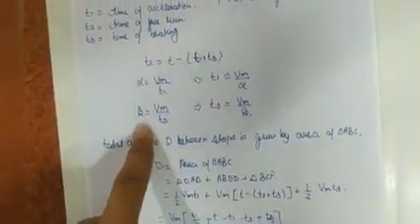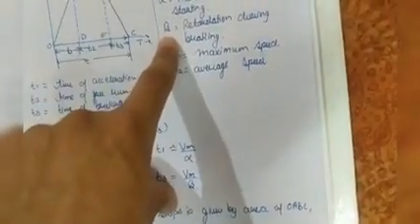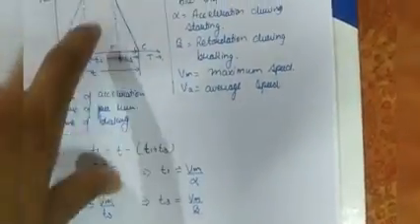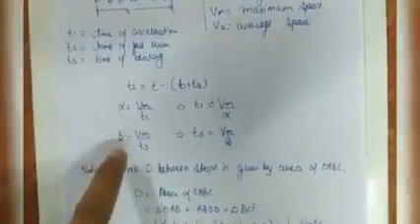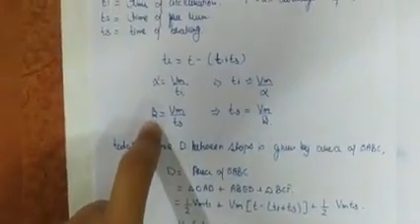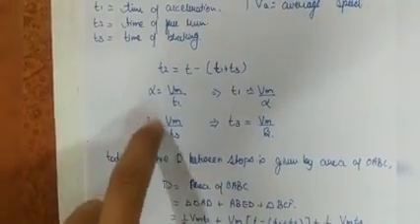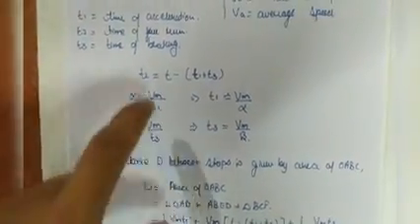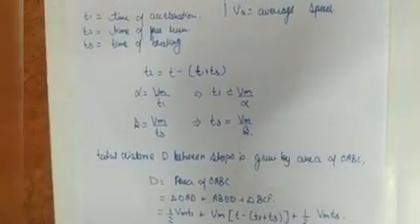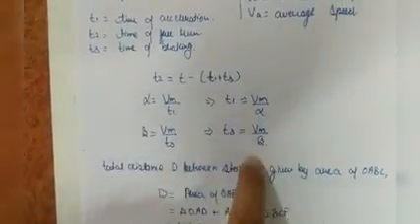Similarly, I have to find out the value of beta. Beta is the retardation during braking, in the region between B and C. Beta is equal to Vm upon T3, similarly to alpha, as T3 is the time duration of braking or retardation. So T3 is equal to Vm upon beta.